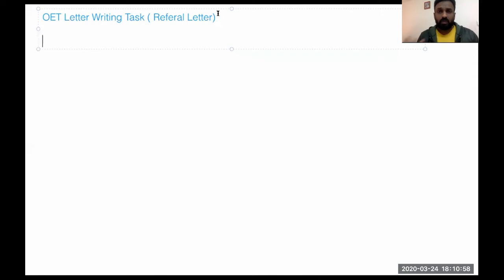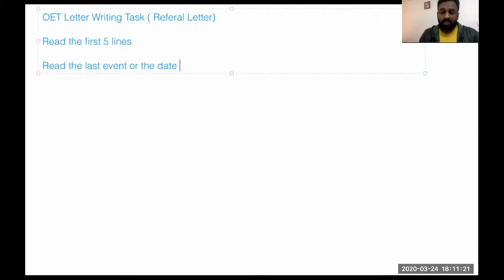When you get a question paper, how do you read it? My suggestion would be to read the first 5 lines of the paper. First 5 lines. In most cases it will be very helpful for you. Then read the last event or the date which is given to you, whichever is given, and read that along with the writing task.